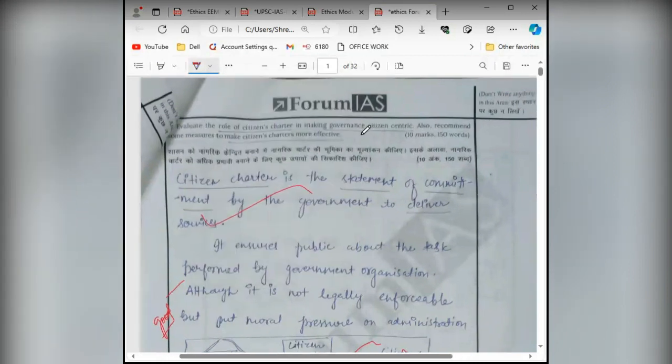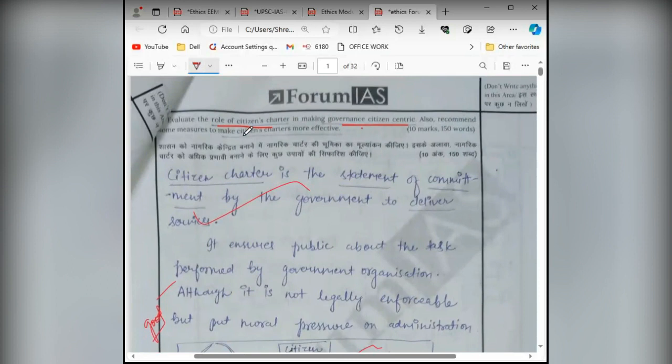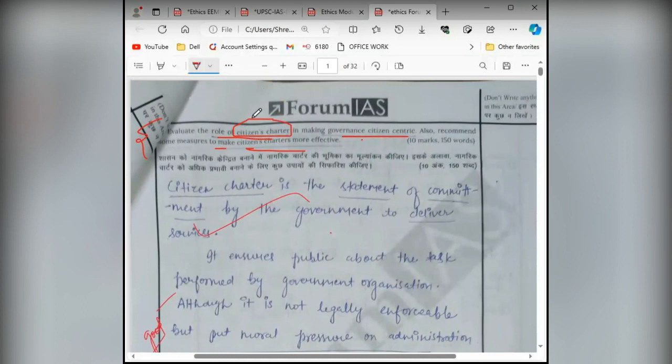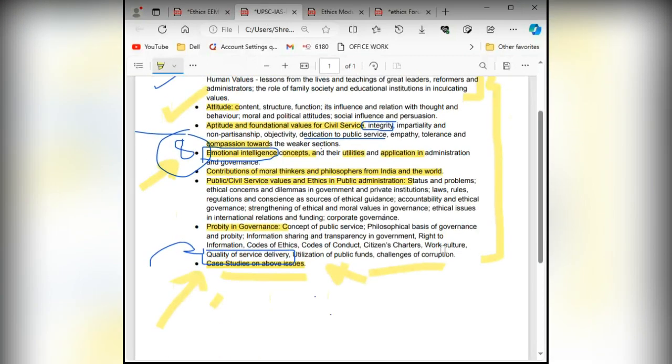Suppose this is the question: evaluate the role of citizen charter in making governance citizen centric. Recommend the measures to make citizen charter more effective. So this is a question. Now you can see that the main terminology used here is citizen charter. So it means it should be there in the syllabus. Now let us see, is it there in the syllabus? Okay, so here it is, citizen charter.